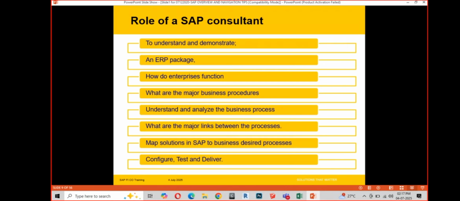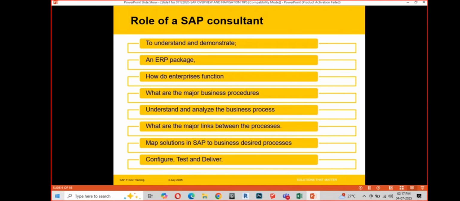Clear? And also show him his requirements, whatever he has required, how it is being converted into SAP. So the SAP system also needs to be parallelly shown to him. This is how you are going to achieve your business goals in SAP. Okay, this is how SAP is going to help you to meet the requirements. This is the understand and demonstrate.